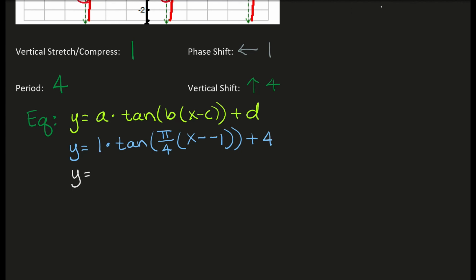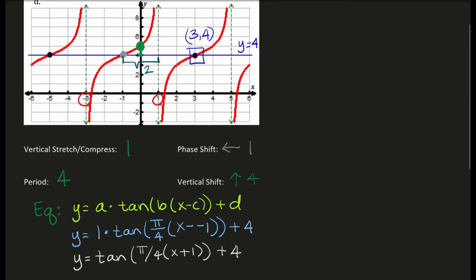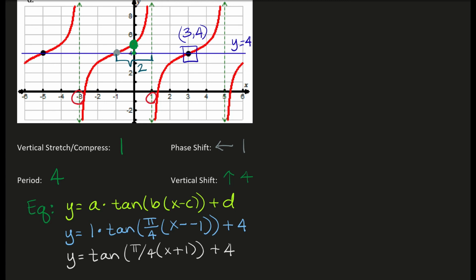So there's no reason to say 1 times tangent when we could just simply refer to that as tangent. This will be pi over 4. Notice how the two negatives become positive. This is why when it says plus inside the parentheses, you do the opposite. And there's how I identify my components and write out my equation of tangent when given a graph.